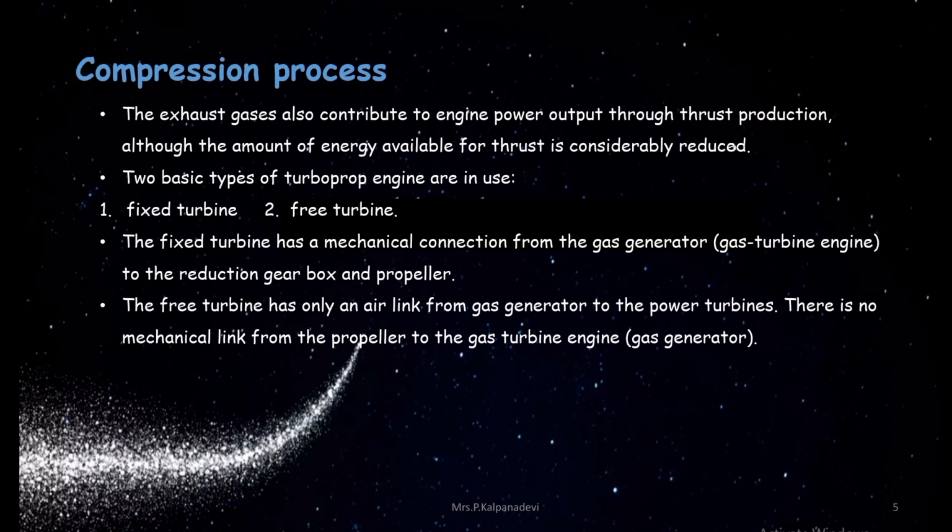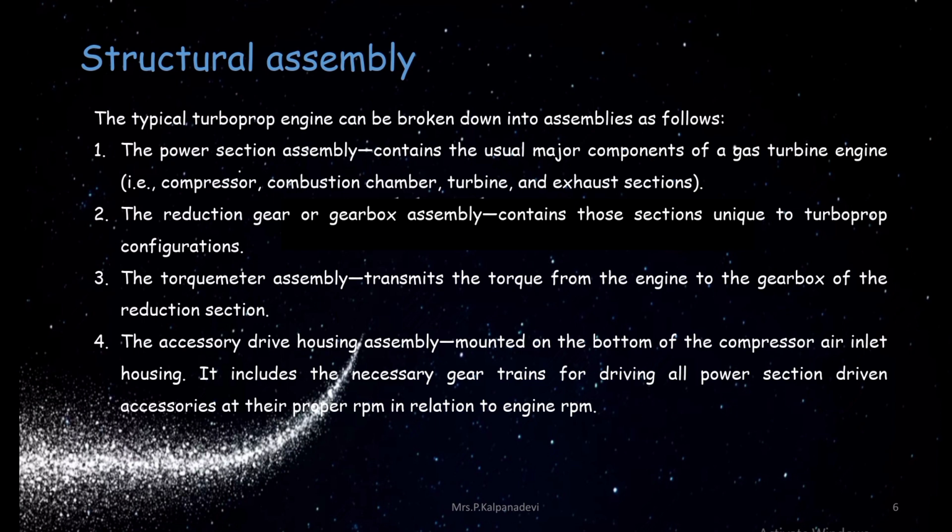The fixed turbine has a mechanical connection from the gas generator, like a gas turbine engine, to the reduction gearbox and the propeller. The free turbine has only an air link from the gas generator to the power turbines. There is no mechanical link from the propeller to the gas turbine engine, so it is driven fully by the gas generator.